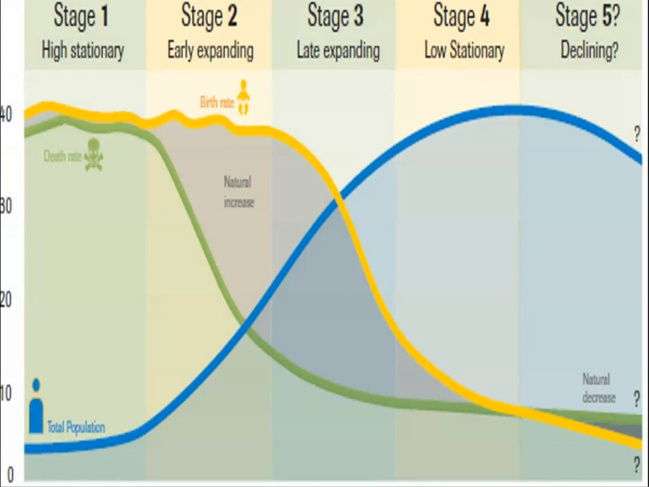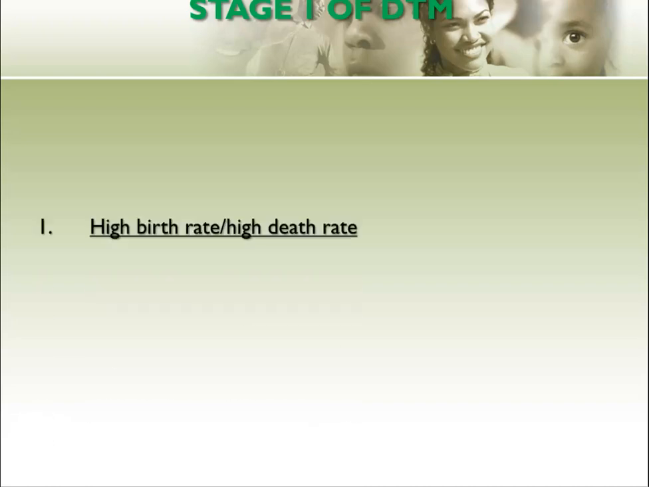In this figure, you can see there are 5 stages. The first stage includes a high stationary rate of increase. Then there is early expanding, and in stage 3 there is late expanding. Stage 4 has low stationary, and in stage 5 the population growth is declining. That is the world population, the birth rates and the death rates are all declining.